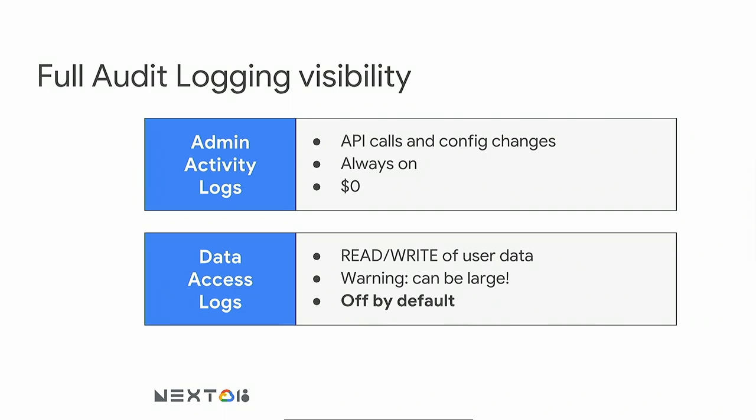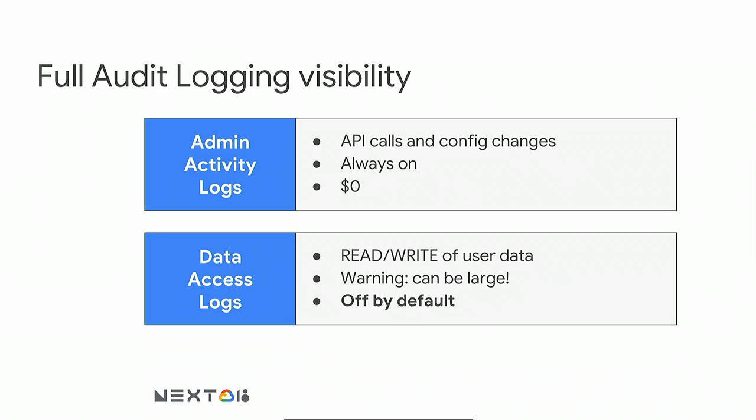So on GCP, there's a number of different logging platforms and a number of different logs that are produced. The two we're going to really talk about here are admin activity logs and data access logs. Admin activity logs are on by default, and you can't turn them off. So whenever you make a change through the admin console, whenever you run a gcloud command, whenever you do something that changes your platform in any way, that's logged for you. And you can't stop that. That's a good thing. And it's free. It's baked into the cost.